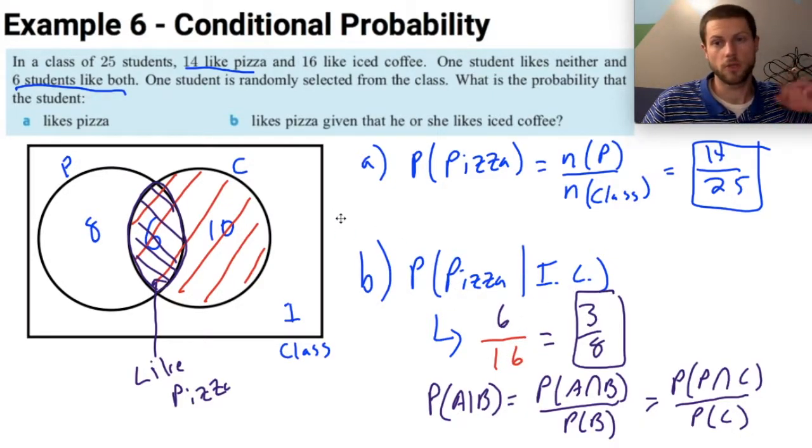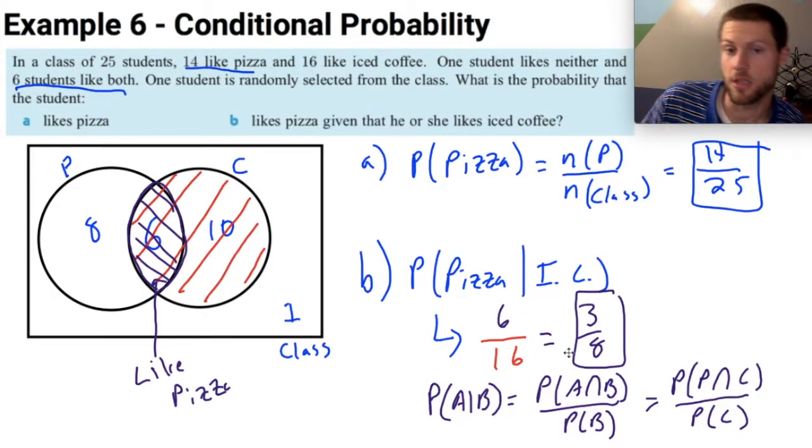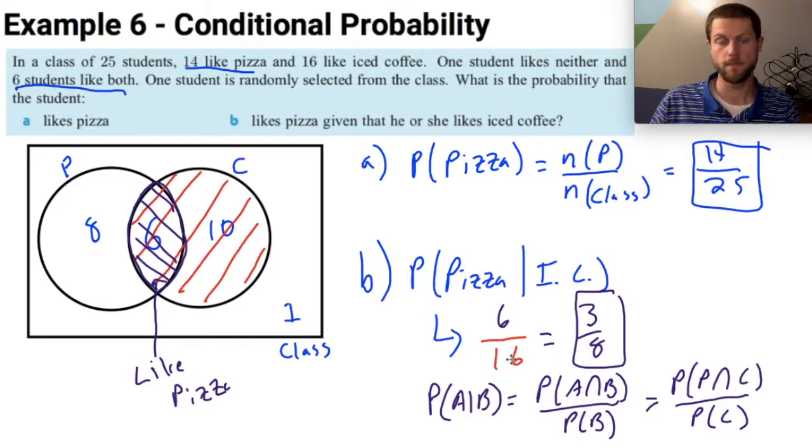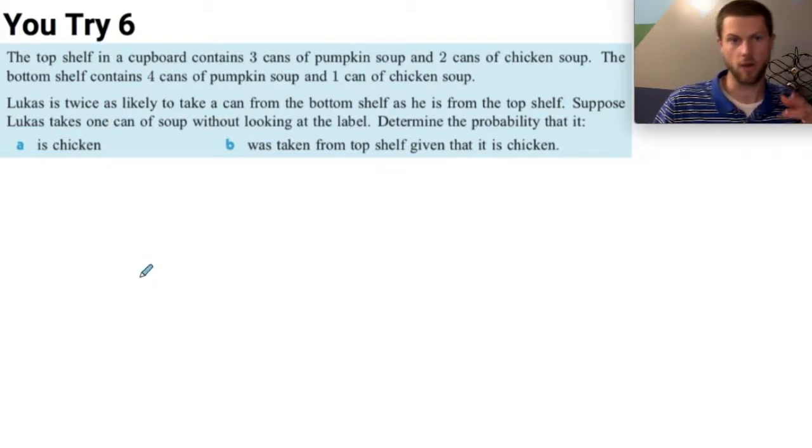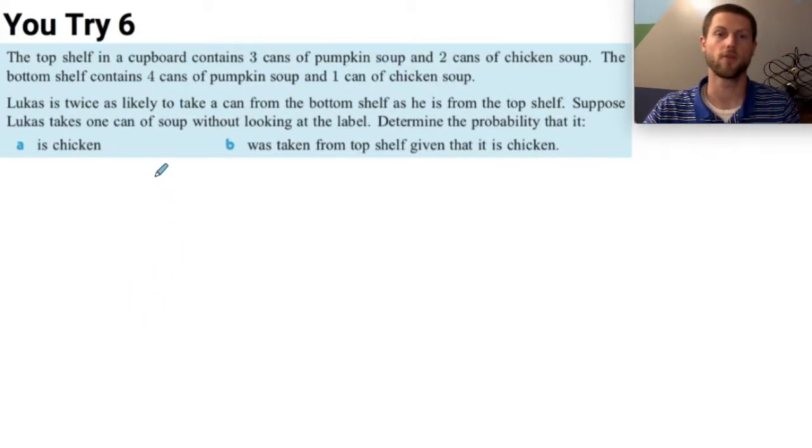So a little bit trickier with this conditional probability, but if you visualize with a Venn diagram, you might not actually need to use this law as it's written in this algebraic form. So why don't you try this example here. We've got a cupboard and we've got cans of soup, pumpkin soup and chicken soup. I would say draw pictures, diagrams if that's helpful to you, and find me these two probabilities. So pause the video and give this one a shot.